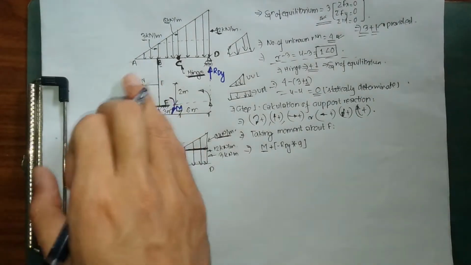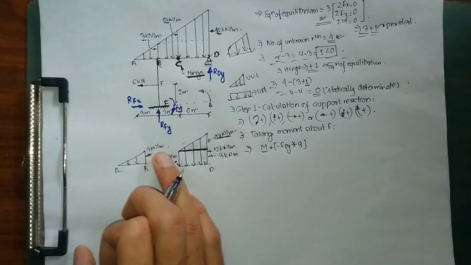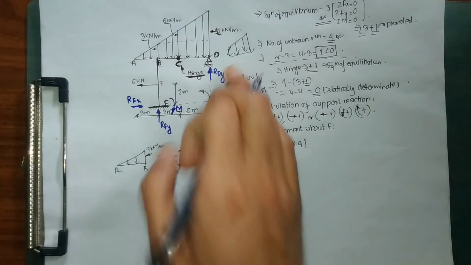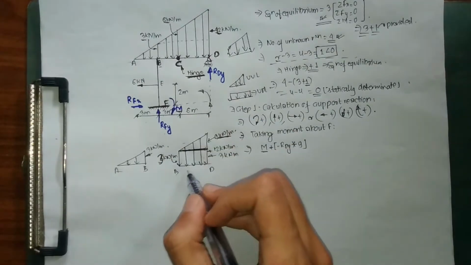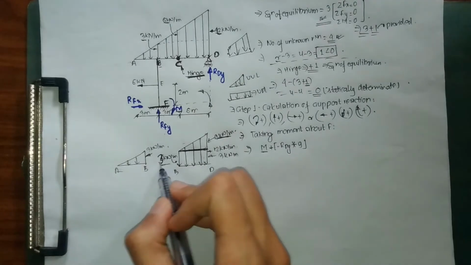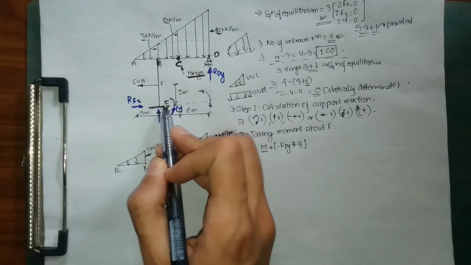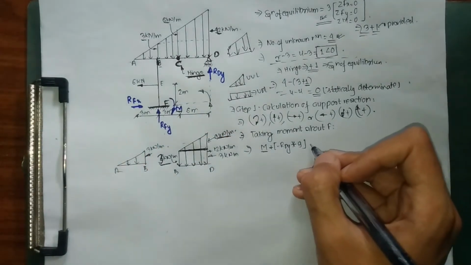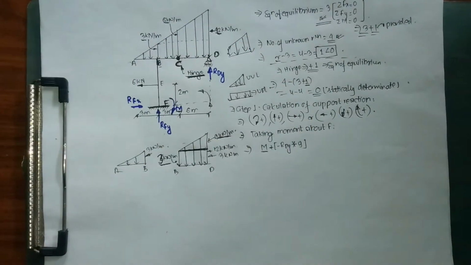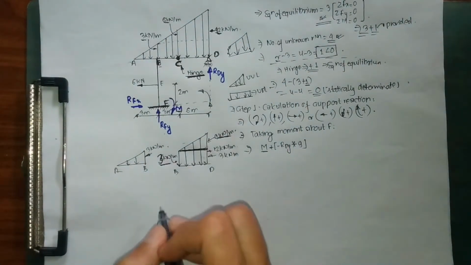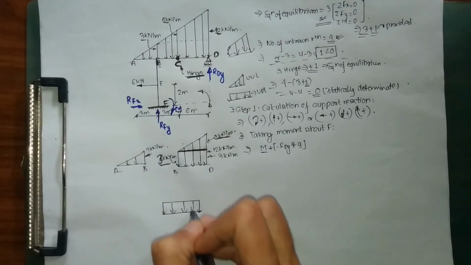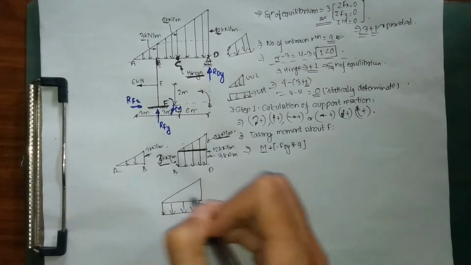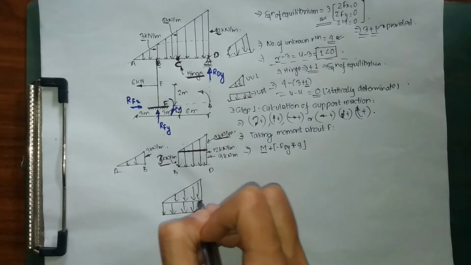Right now, for our part AB, we have a UVL of 3 kN per meter, while for our member BD, we simply have a combination of both UVL and UDL. So we are going to see the effect of the UDL of 3 kN per meter for our joint F. In order to convert our UDL into a point load, we are simply going to multiply. So let me draw in this way.